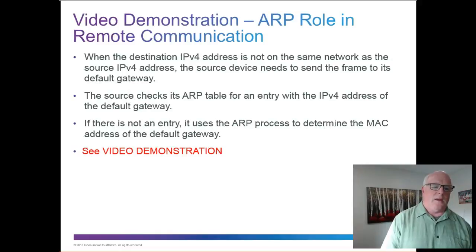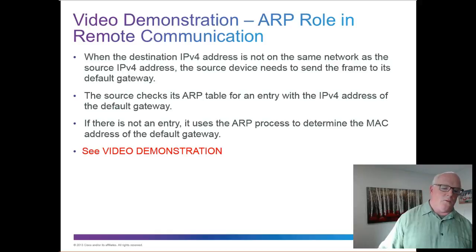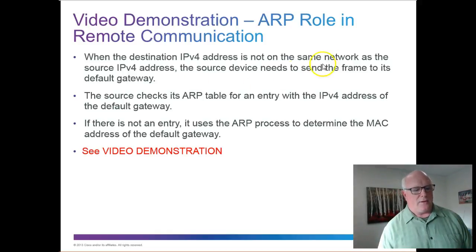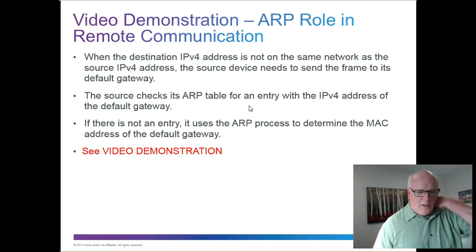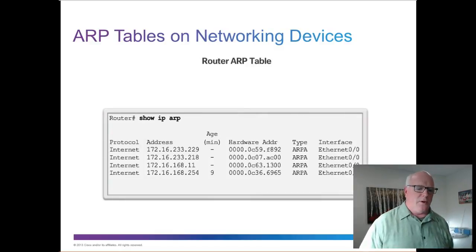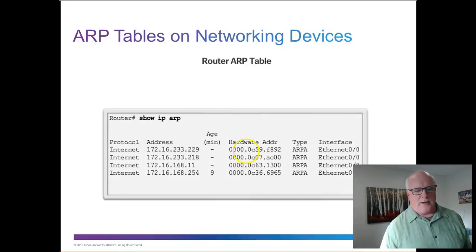All right. And there's also the ARP role in remote communication, meaning what happens if there is no resolution, then it goes to the default gateway. The source checks the ARP table. If there's an IPv4 address that's on a different network, it sends the information out to the default gateway. And then we can remove them. So on a router, it would look like this. Remember, all the devices have ARP tables.